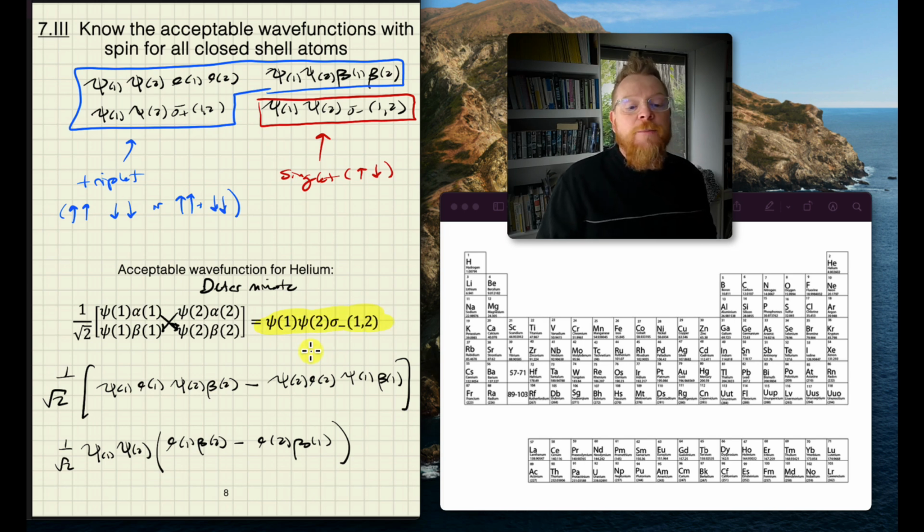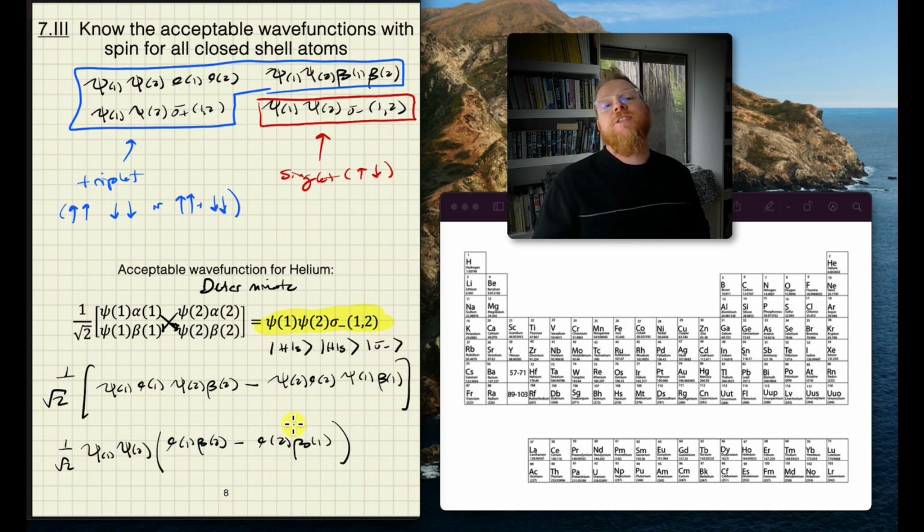We have the wave function of electron number 1, and in the orbital approximation, that could just be a hydrogen 1s wave function. We have the wave function for electron number 2, and once again, in the orbital approximation, that could be just another hydrogen 1s wave function. And then we also have this spin wave function to describe that pair. So that becomes our acceptable helium wave function.